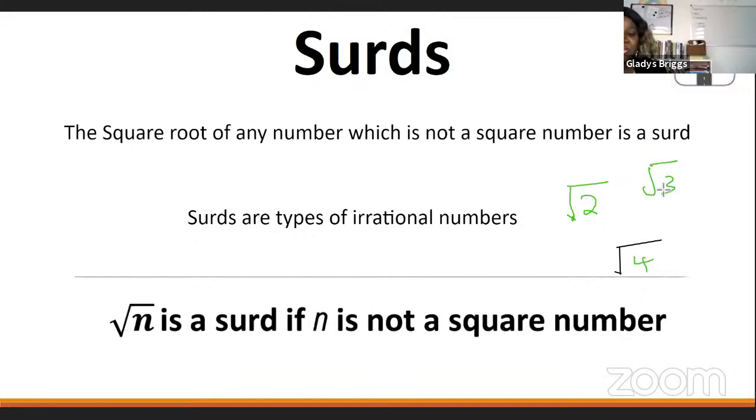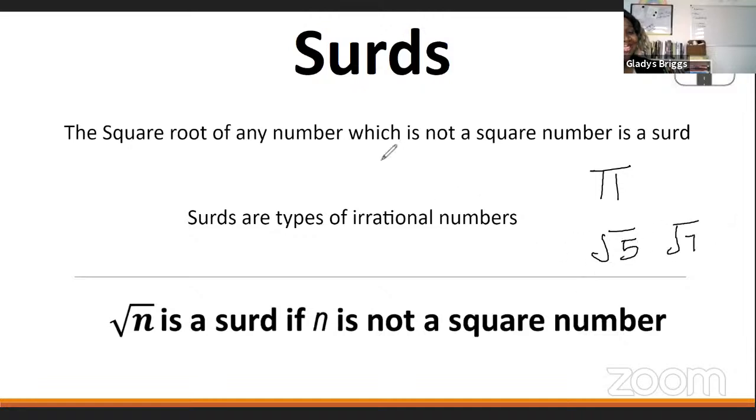So the square root of 2, the square root of 3, these are irrational numbers. These are surds, yeah? Surds are talking about roots now. All of those numbers are irrational, including some other numbers like pi. But once there's a square root that is not a square number, square root of 5, square root of 7, then they are surds. They are called surds, yeah?